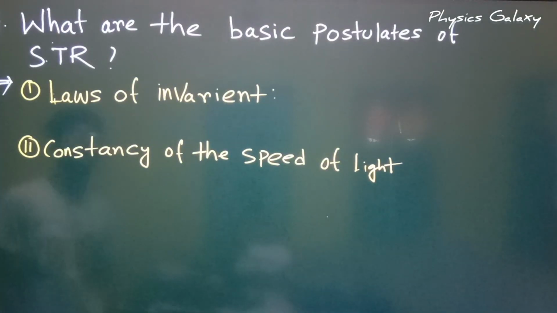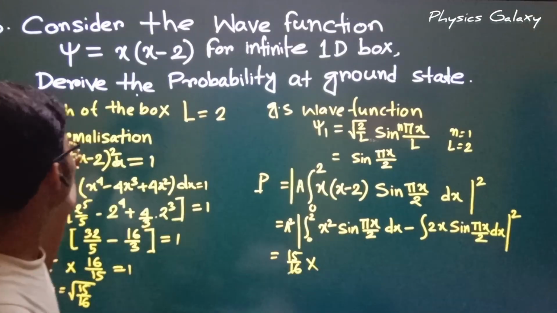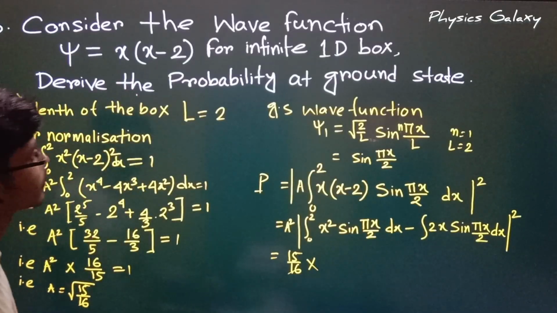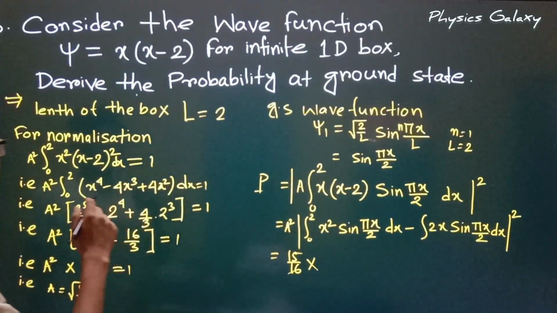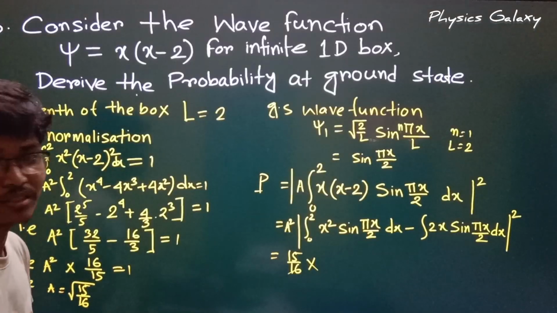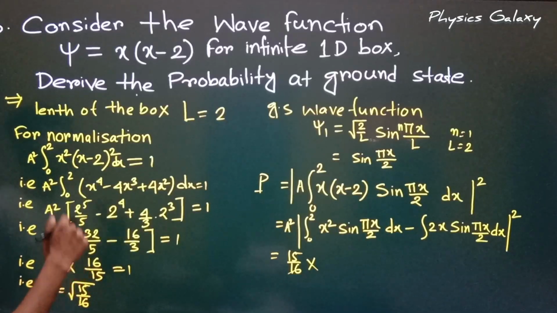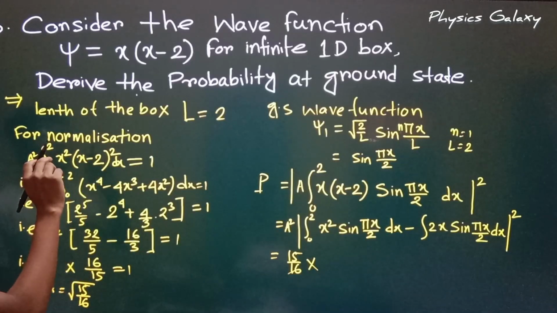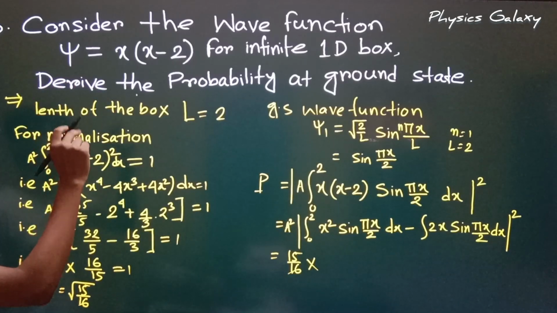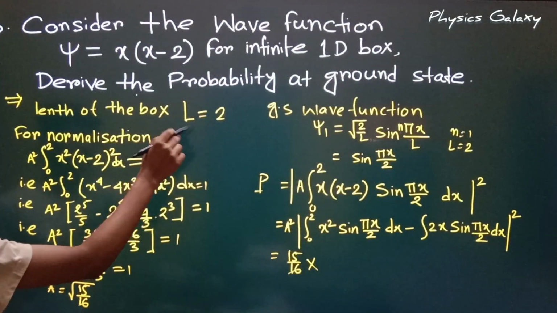Then one professor asked me a question from quantum mechanics. They gave me a wave function psi equals x into x minus 2 for an infinite 1D box, and told me to tell the length of the box. I said that at the boundary, the wave function of a 1D box is 0, that is psi equals 0. The points x equals 0 and x equals 2 are the boundaries of the box, and from there the length of the box is 2.